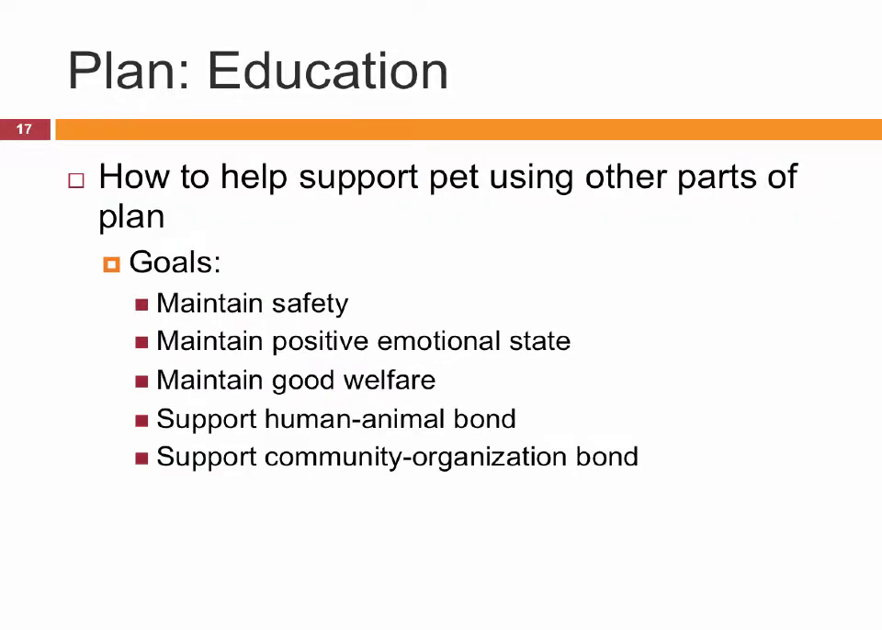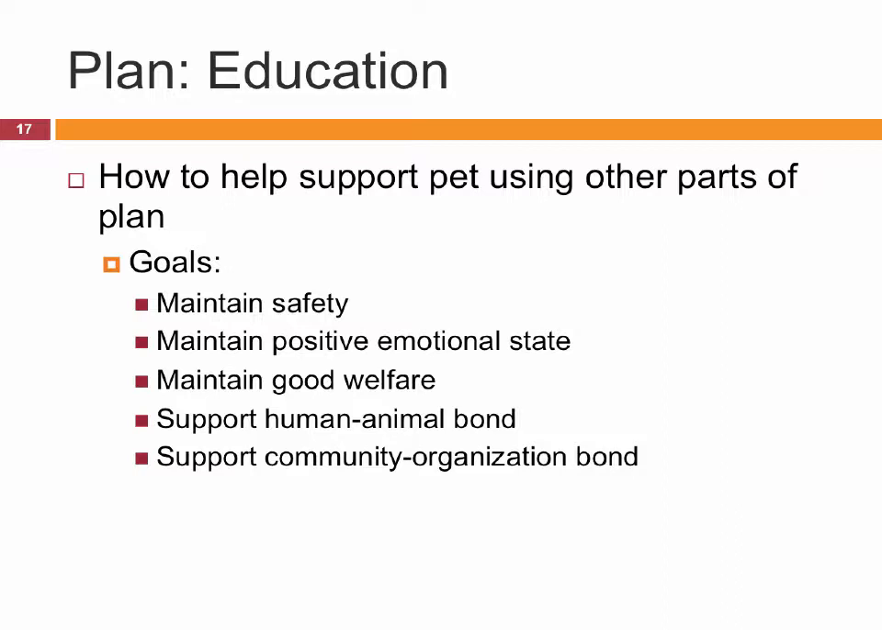So, additional to education is how can we support the pet using other parts of our plan? So what are our goals, right? What does a positive outcome for this pet look like? So, safety, positive emotional state. Those are my job as the veterinary behaviorist, is to make sure everybody stays safe and to also make sure that we are in a good state of welfare. My top 2 priorities, okay?